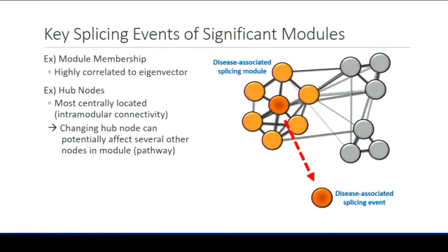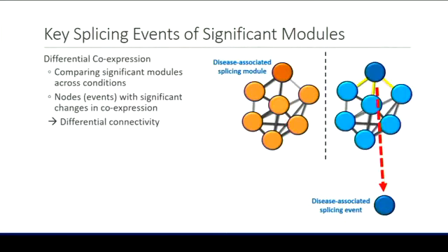After identifying a significant module, we can take a more zoomed in approach where we can actually look at the components of that significant module. One way we can identify key splicing events from the splicing module is to look at, for instance, module memberships, the ones that are most highly correlated to the eigenvector. We can also look at what are called hub nodes, so the most centrally located nodes, or the nodes that have the highest intramodular connectivity. These tend to be the most important nodes and maybe the most biologically meaningful for what's driving the overall module.